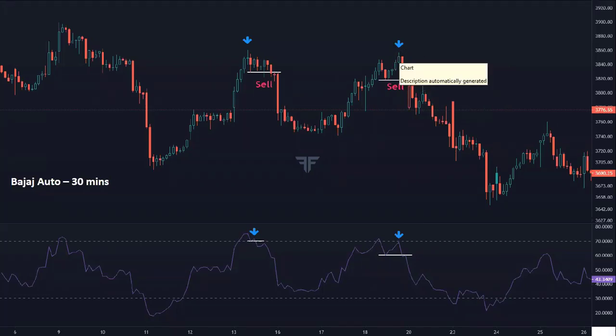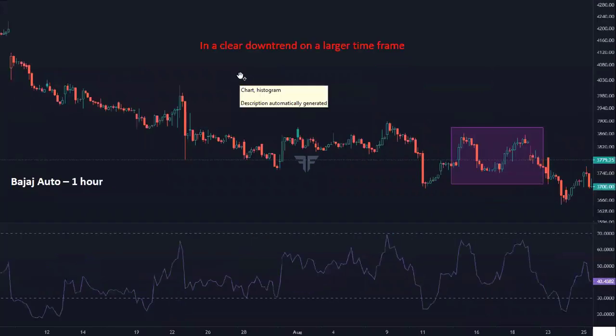Now, again, I could drill into the higher time frame. So this is the 30-minute time frame. Let me go to the 60-minute time frame. Now this is the hourly chart, the 60-minute time frame. In the hourly chart, if I see this, Bajaj Auto is in a clear downtrend, and this is the instance where the sell signal was generated on the 30-minute time frame.